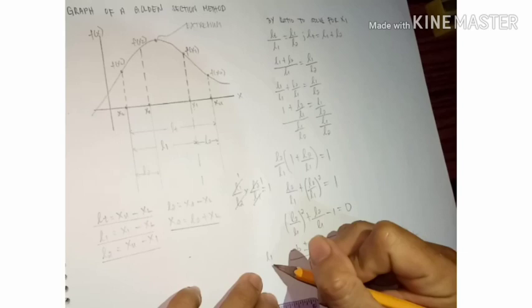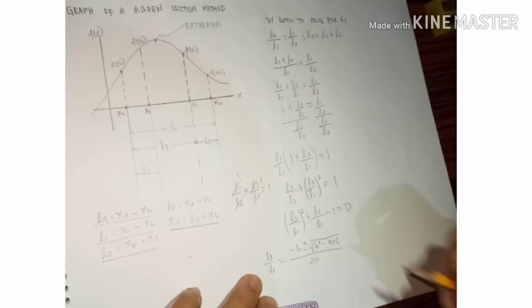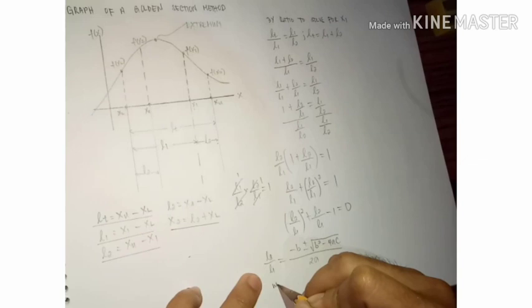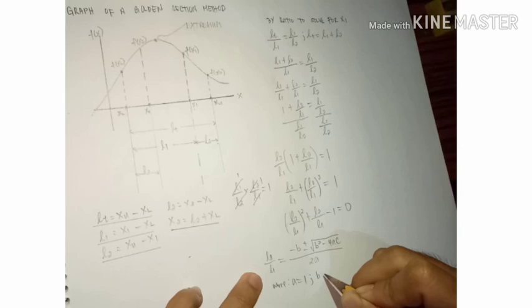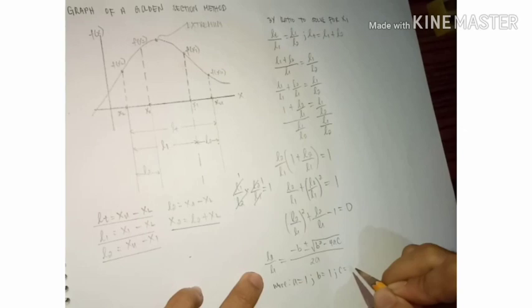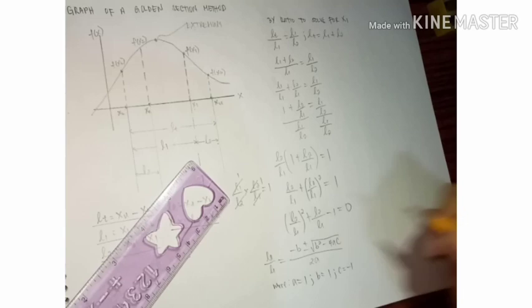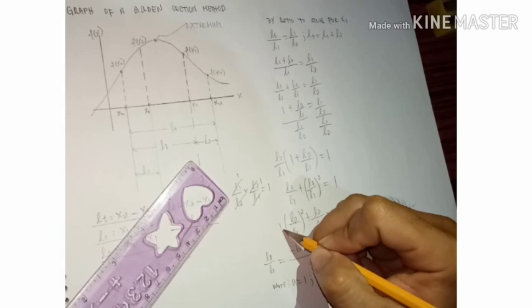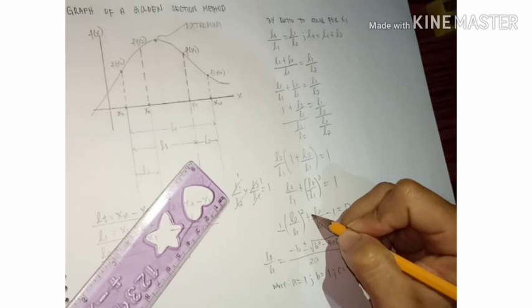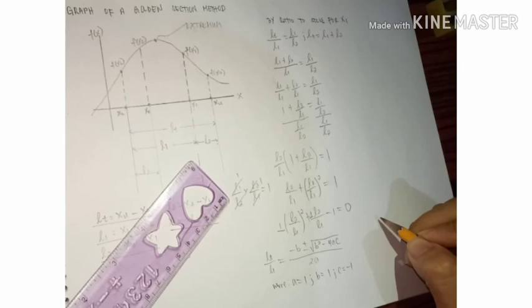We will use this equation to get L2 over L1, where a is equal to 1, b is equal to 1, and c is equal to negative 1. Just imagine that L2 over L1 is x, and this is 1, the value of a, and there's 1 also here, the value of b, and negative 1, the value of c.